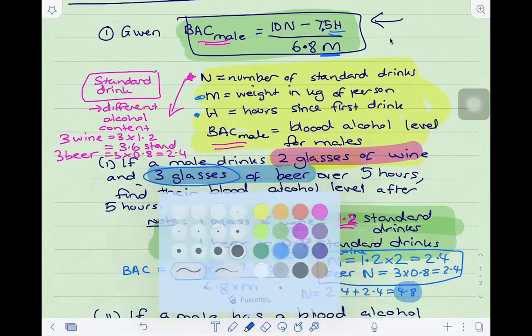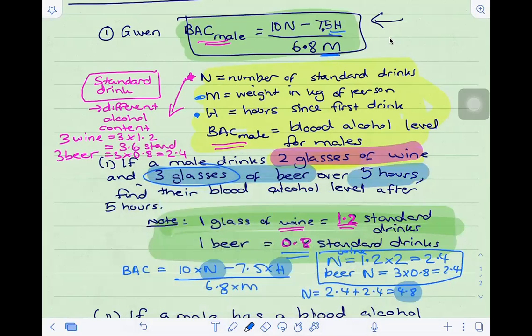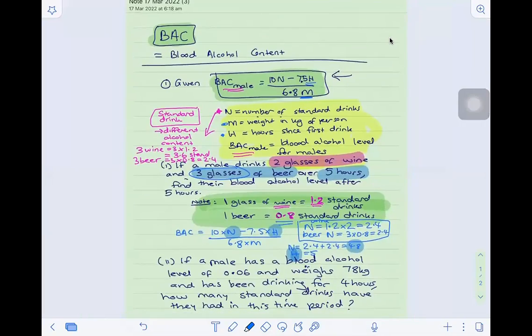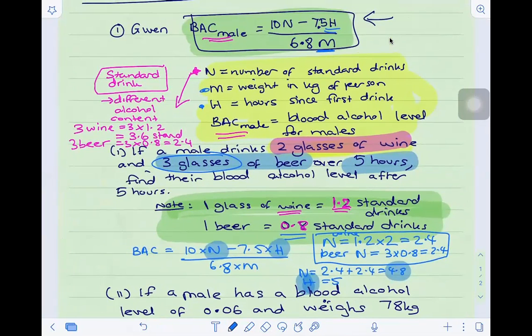Your H is the number of hours you've been drinking, and we've been drinking for 5 hours. So the H will equal 5. And the weight of the person, let's have a look here. Oh, we didn't give a weight of the person. There needs to be a weight of the person in the question. So just say the male weighs 80 kilograms. So that will be your W, 80. All you have to do is sub these in. So we go 10 times N, so N was 4.8, minus 7.5 times 5, all over 6.8 times the weight, which was 80.